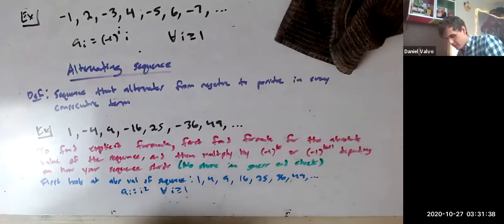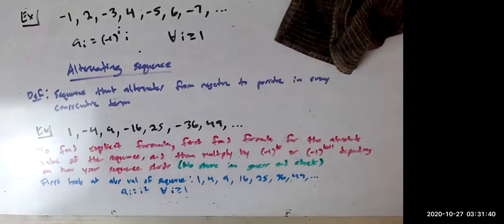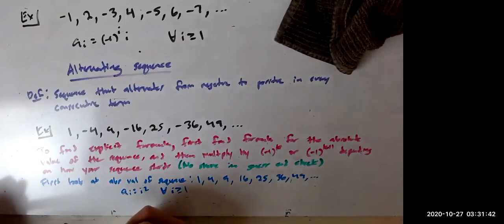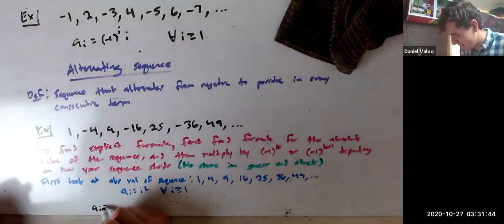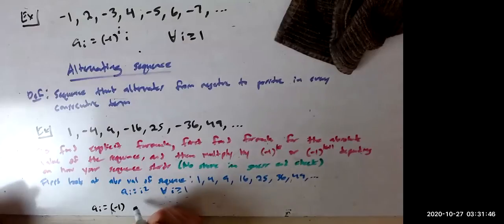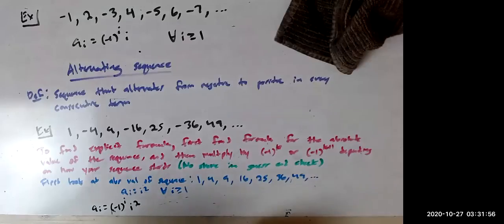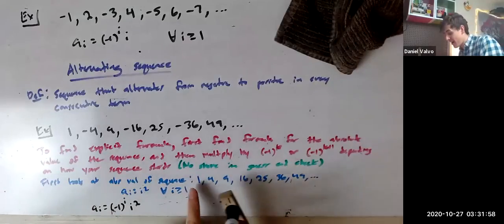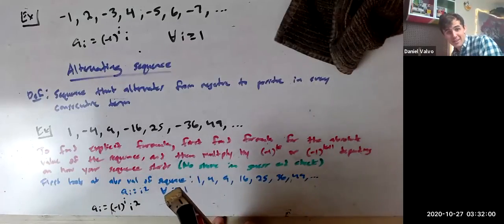Now, what's it going to be? Negative 1 to the power i, multiplied by i squared. So this is close. And here's where the no shame in guess and check comes in, right?